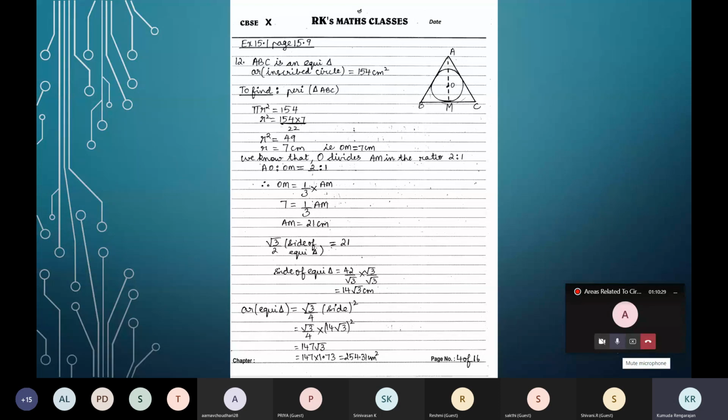A triangle has 3 altitudes and 3 medians. In an equilateral triangle, the altitudes and the medians coincide. So now AM coincide, meaning they're not different, it's the same. The 3 medians and the 3 altitudes in an equilateral triangle, they coincide.